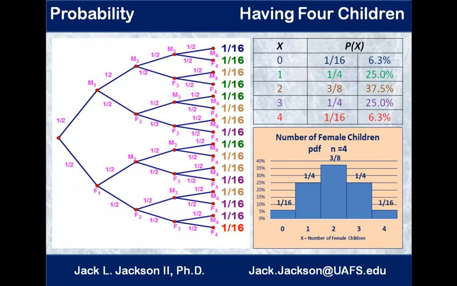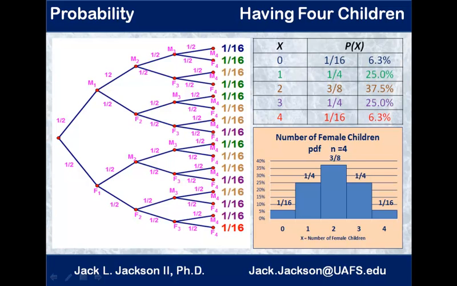And the red number down here is the only possibility of 4 females. Female, female, female, female. That's the bottom branch all the way around. That's 1/16. The one at the top, all male, will be no females, and that's the only way you get no females. That's 1/16.